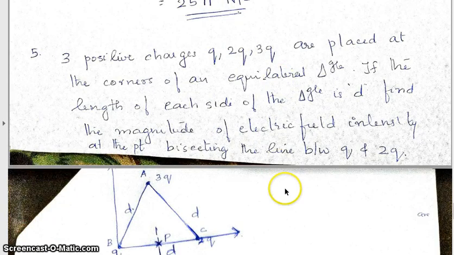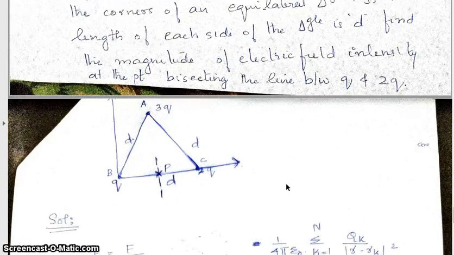Now the last question is: three positive charges Q, 2Q, 3Q are placed at the corners of an equilateral triangle. If the length of each side of the triangle is D, find the magnitude of electric field intensity at the point bisecting the line Q and 2Q. So this is that point, bisecting the line Q and 2Q.